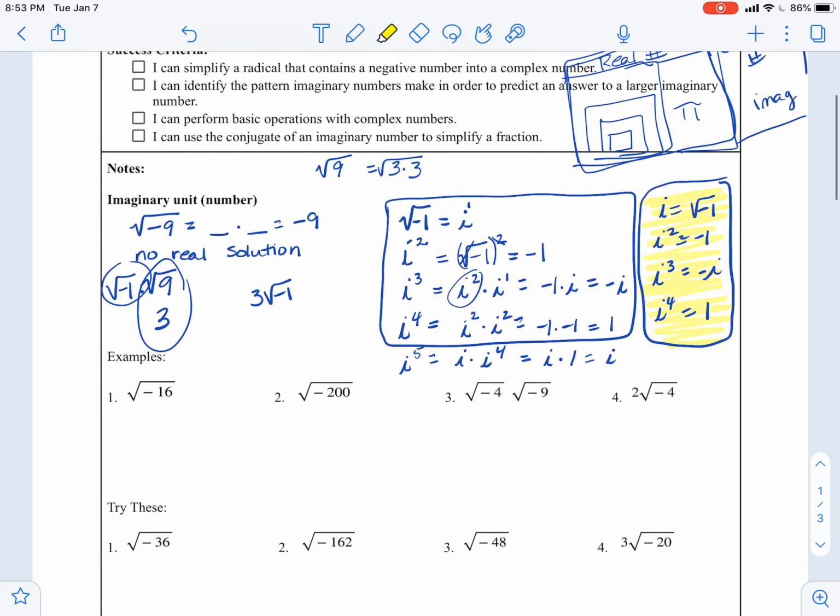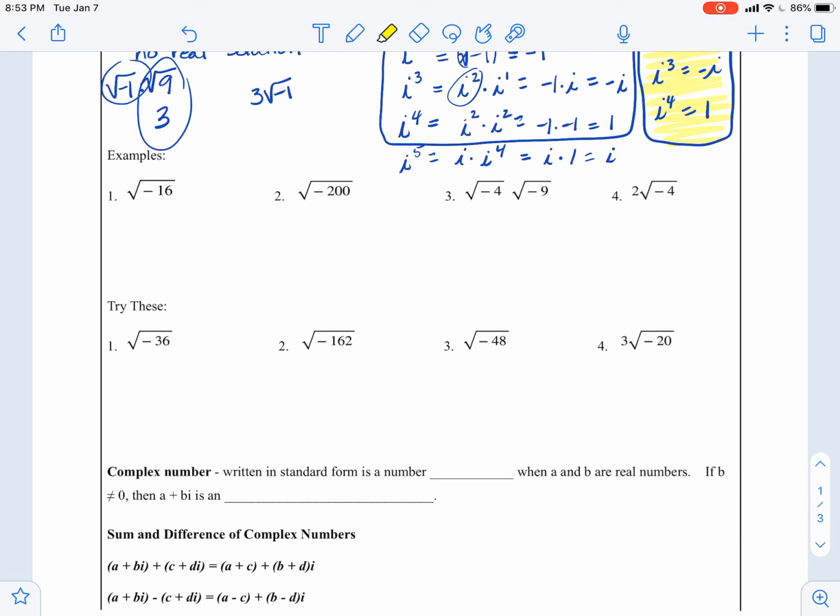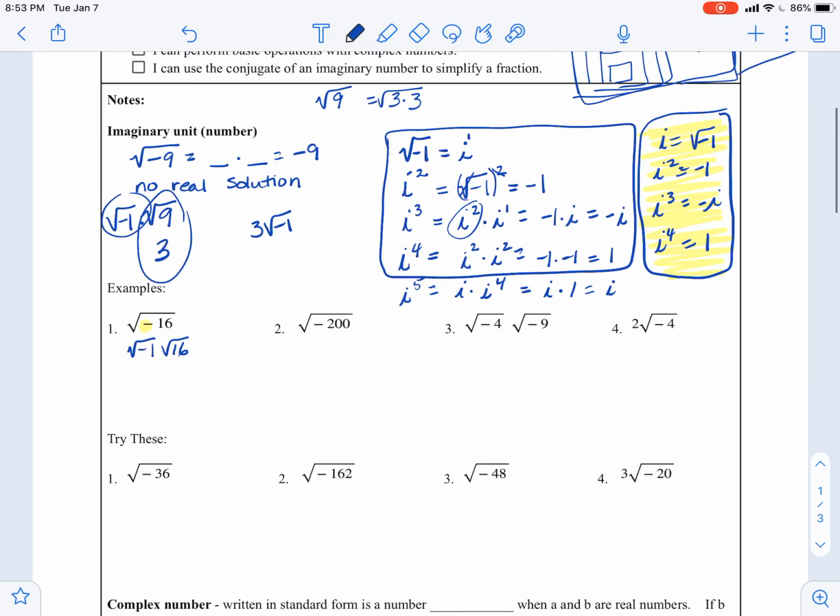So let's go on and do this within a problem then. So we're going to do this just like what we did the last problems. We're just going to simplify our radicals. But again, it has a negative in there. So the first thing that I'm going to do is I'm going to say, well, that's the square root of a negative 1, and now the square root of 16. So the square root of a negative 1 is i.